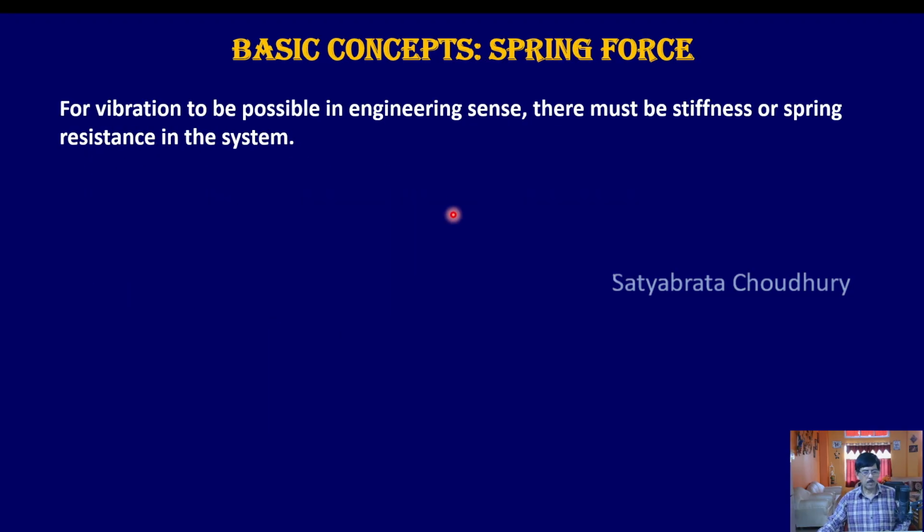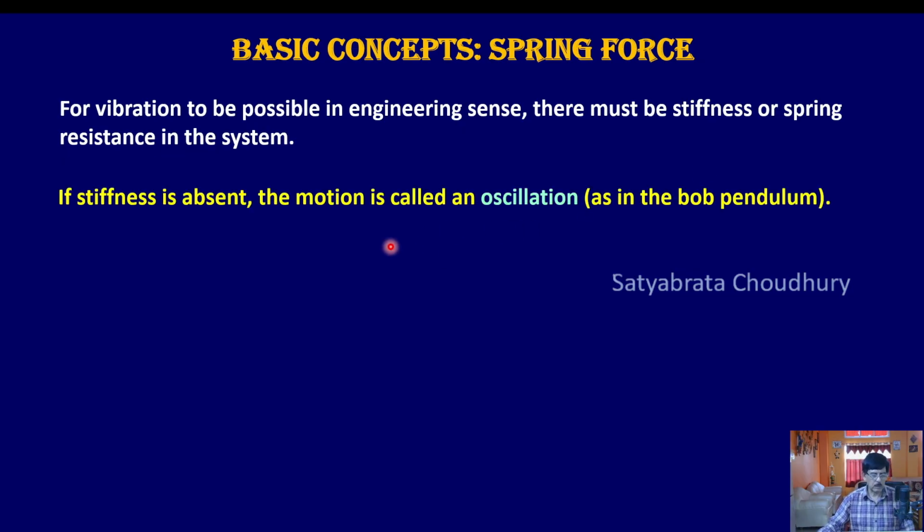Now for vibration to be possible in the engineering sense, there must be stiffness or spring resistance in the system. If this spring resistance is not available, then it will certainly be moving, but it will not be called vibration, it will be called oscillation. As in the case of a pendulum suspended by a thread that is oscillating, it is oscillation, not vibration.